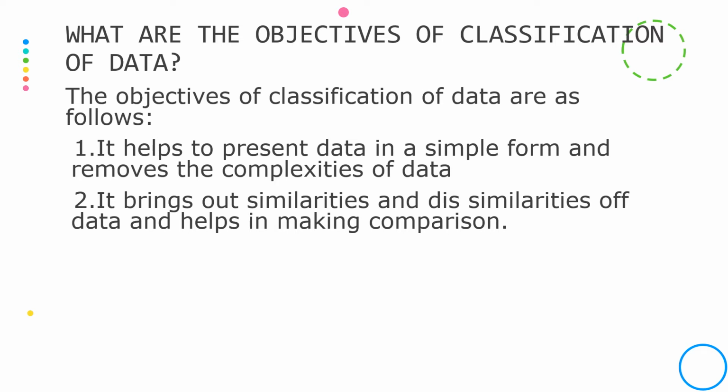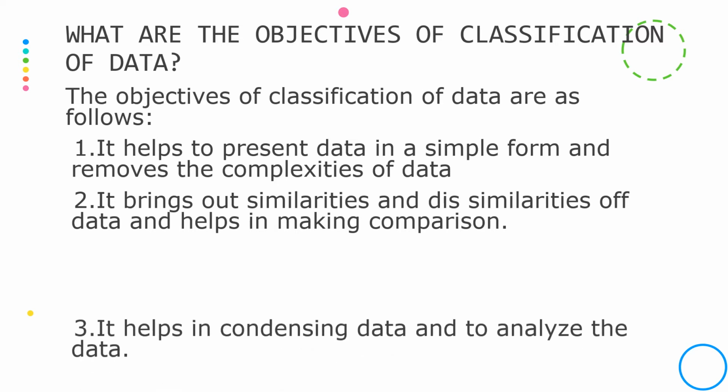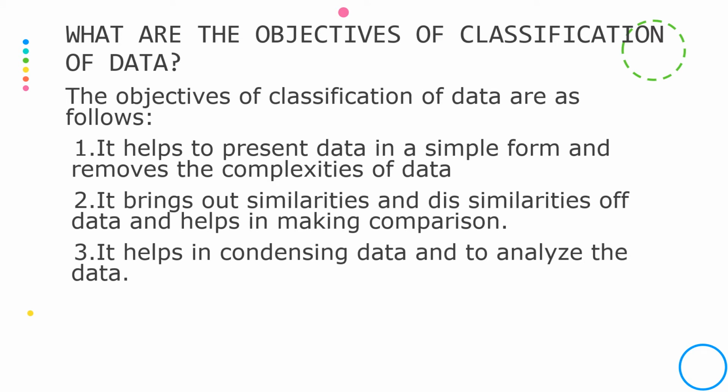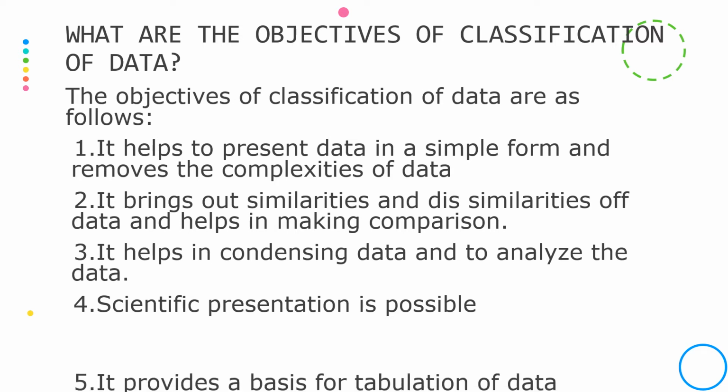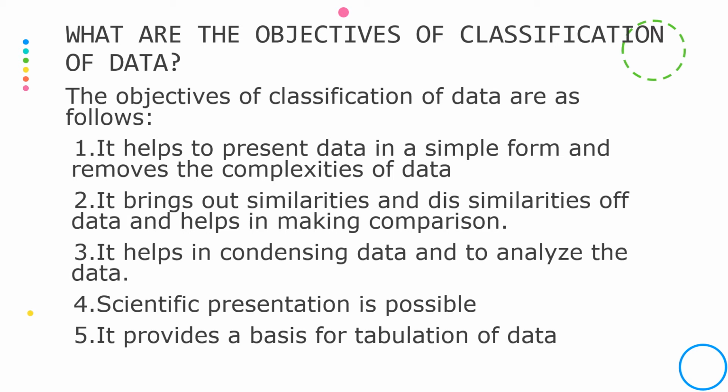So if, for example, you have two sets of data in tabular form, in graphical form, or in the form of pie charts, it's so easy to compare the data, isn't it? It helps in condensing the data, and so once we condense the data and reduce it to a smaller format that is workable, we are able to analyze and interpret the data. Scientific presentation is possible once we classify raw data. It provides a basis for tabulation of data as well.